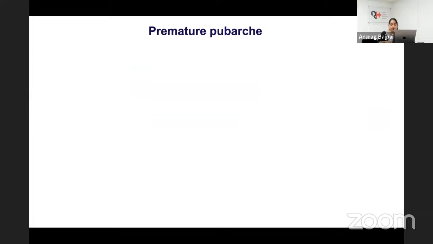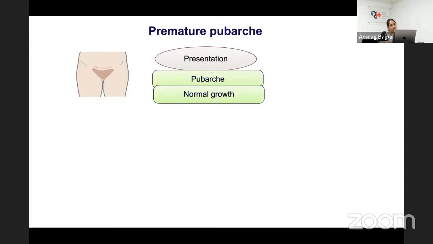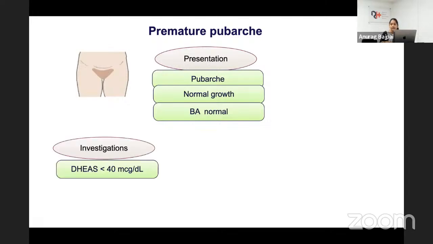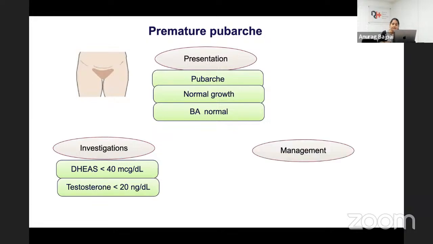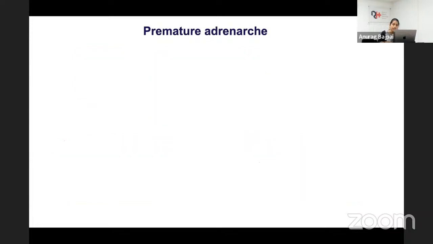Coming to the premature pubarche, here the appearance of the pubic hair is slightly earlier. The growth is normal, the bone age is also normal, and both the DHEAS and the testosterone levels are in the prepubertal range. Here also, this condition is self-limited, and we have to observe the patient very carefully.